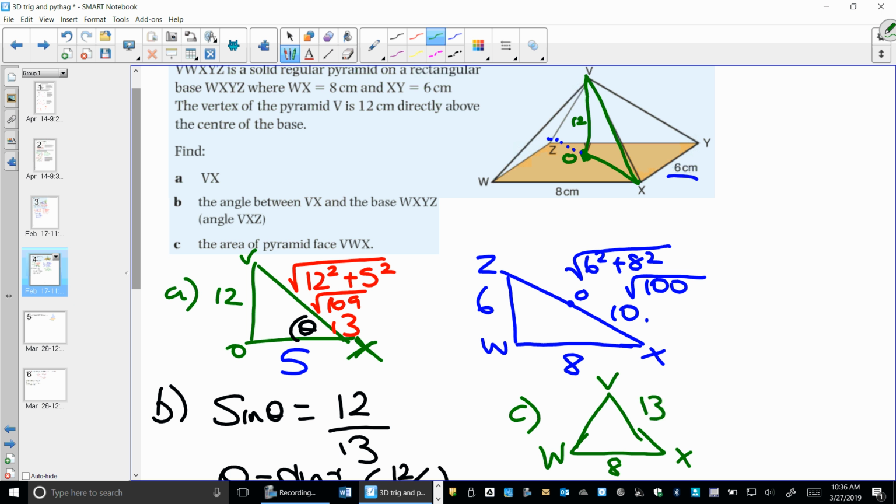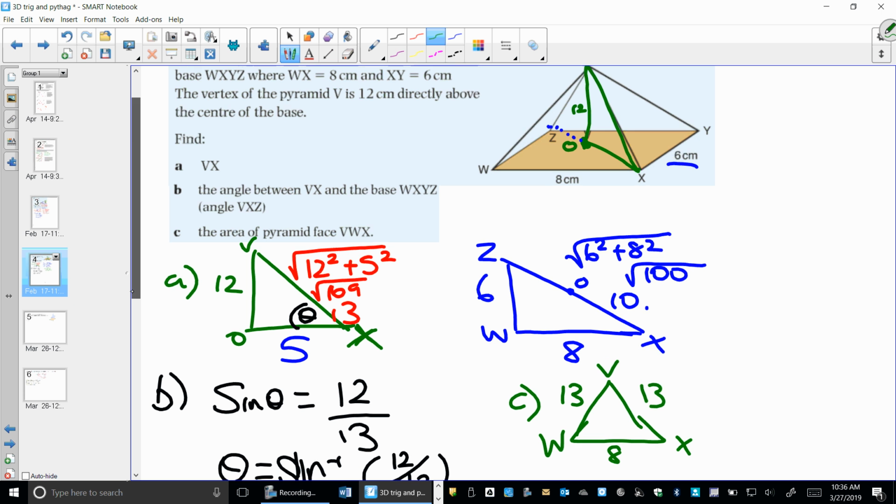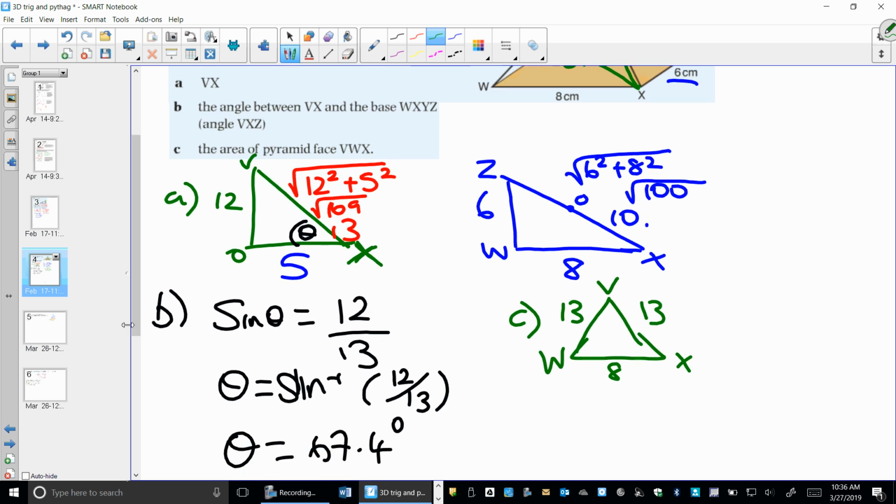Now, if VX is 13, do we know anything else? VW has to be the same, doesn't it? Yes? Well, because otherwise it will be a really dodgy pyramid. She said it's an equilateral triangle. Almost equilateral. Isosceles. An isosceles. Yes. Alright, so we've got an isosceles triangle here.